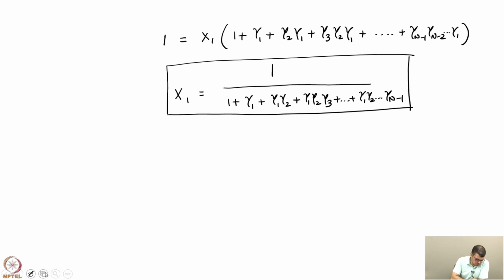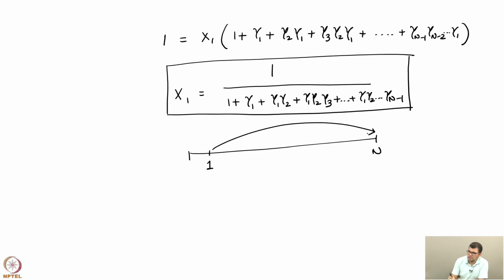And remember, x1 is the fixation probability that the system is at state 1, the probability that the system reaches this particular state when starting from a place where there is only one individual of the B kind present in the population. So we are getting somewhere here.